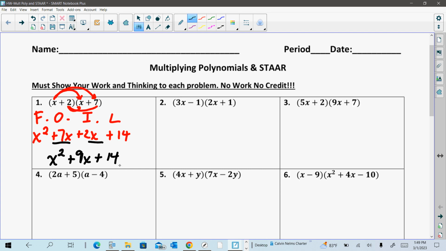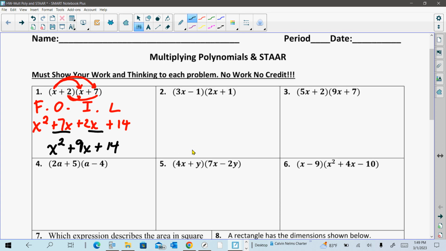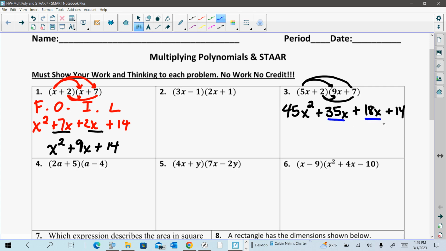Now, you do have some with two variables or some also with coefficients. Like if you look at number 3 here, it's still going to be the FOIL method, but don't forget to multiply the numbers together. And x times x is going to turn that into x squared. So we start off with 45x squared, then plus 35x. The inner here would be plus 18x, and then plus 14. Then we're back to combining like terms.